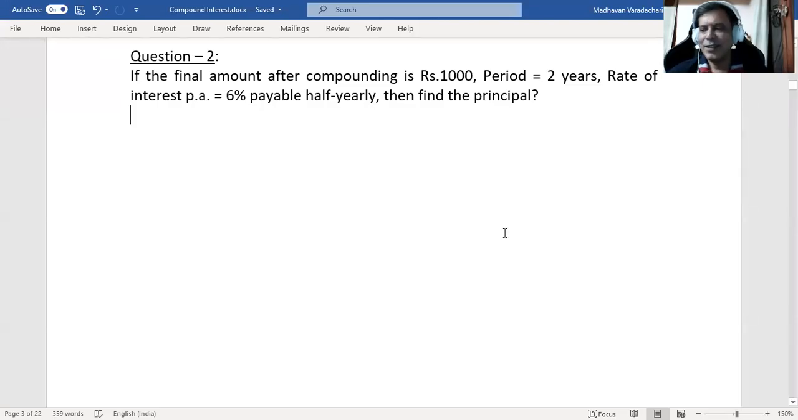Hello everyone. In continuation to our compound interest topic, the next question is question number 2. It says if the final amount after compounding is rupees 1000, period is 2 years, rate of interest per annum is 6%, payable half yearly, then find the principal.